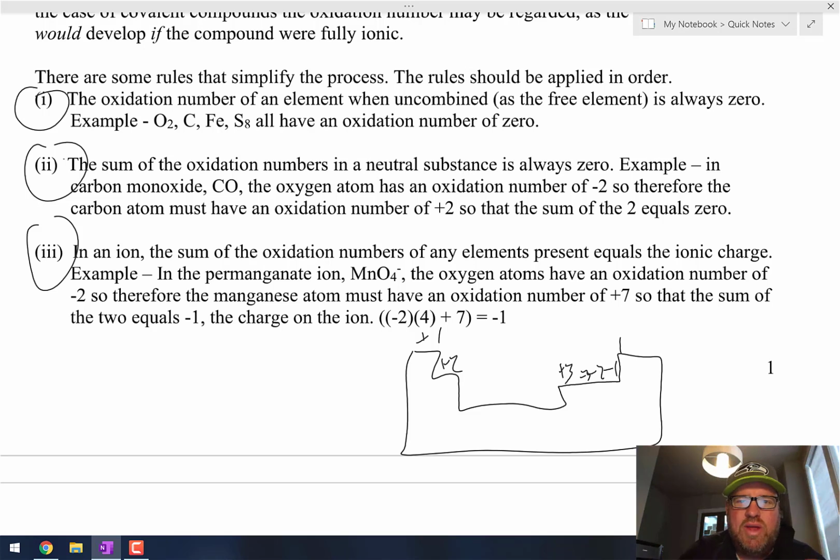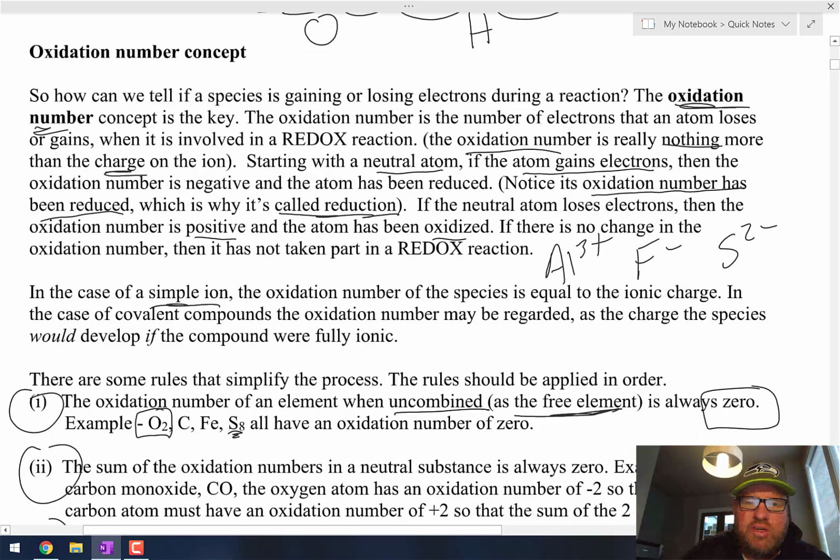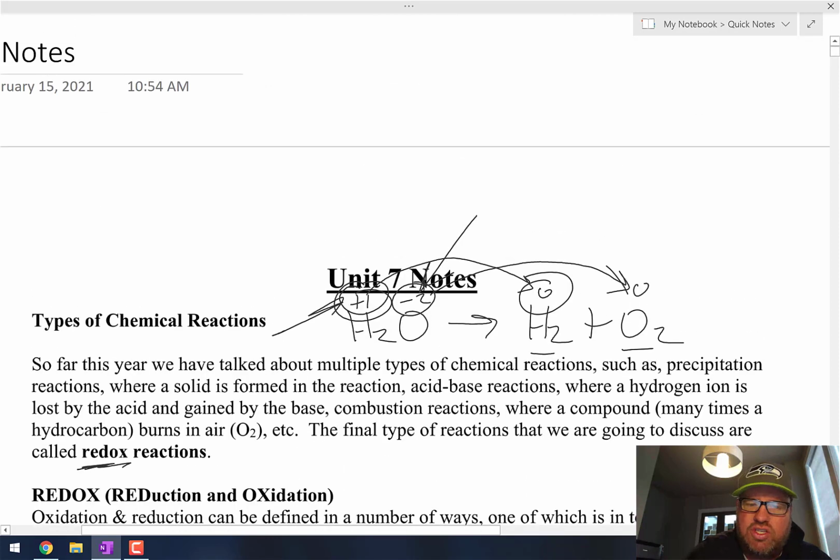So, anytime an element is by itself, when it's uncombined as a free element, its oxidation number is 0. So, anytime something is in its elemental form, it has an oxidation number of 0. Like we just said earlier, H2 and O2, when they're by themselves, have an oxidation number of 0. Okay, so even S8, an 8-atom sulfur molecule, has an oxidation number of 0.